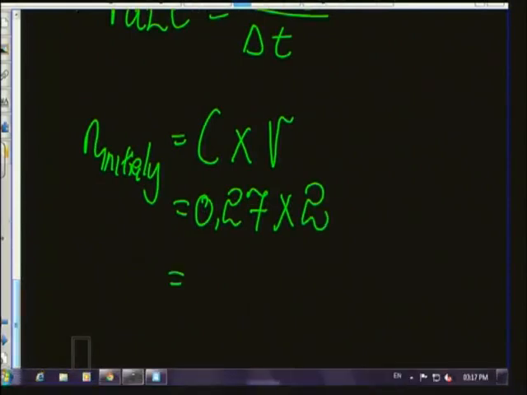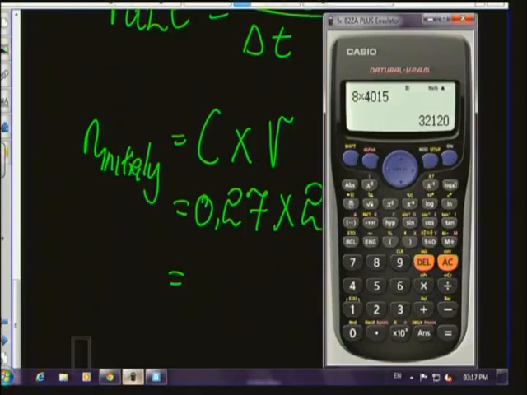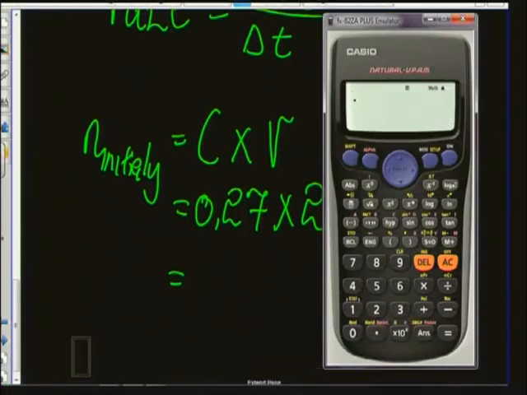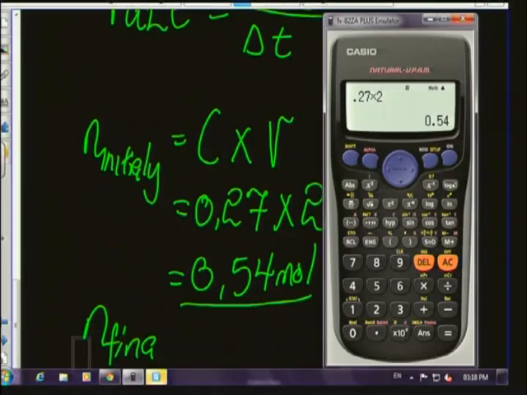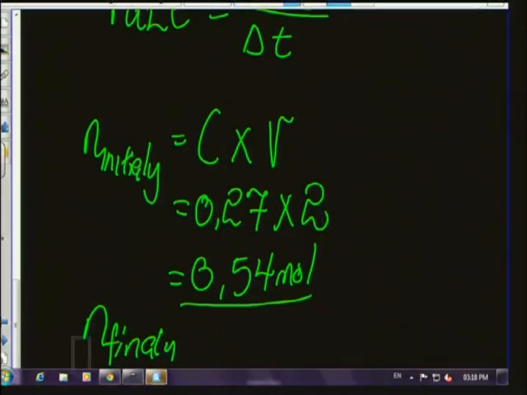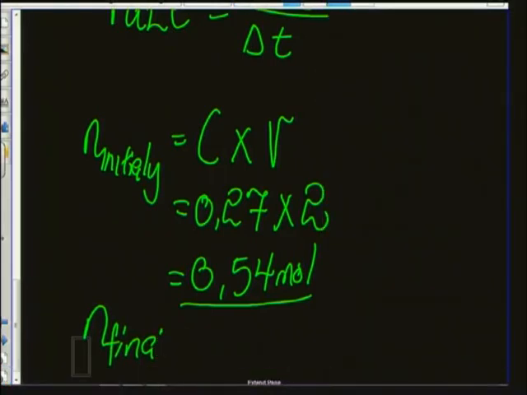Let's look at 0.27 multiplied by 2. Our answer is 0.54. That's 0.54 mole initially. Now let's go down and say, what is the final number of moles in there? The final number of moles in there, how much is it?